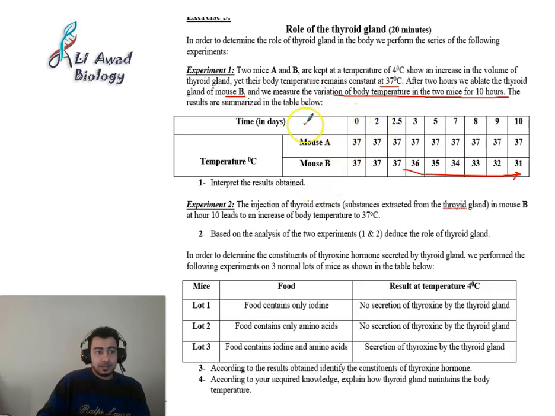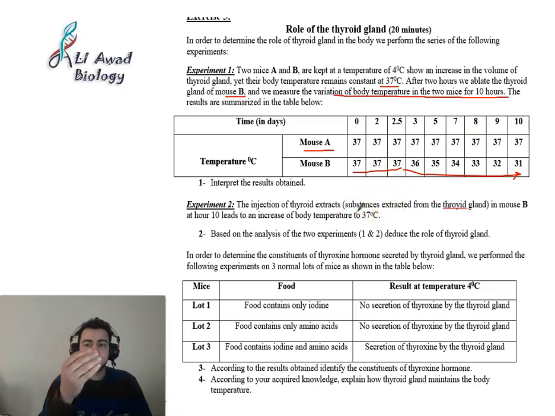as the time increased from 0 to 10, وفيني أقول during 10 days in mouse A. Okay, with thyroid gland, the body temperature remains constant at 37. Okay. However, in mouse B, it remains constant during 2.5 hours, but decreased to 31 degrees Celsius at the time 10 days after the ablation of the thyroid gland.